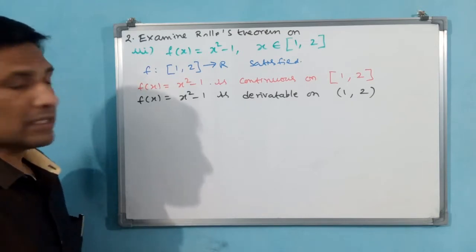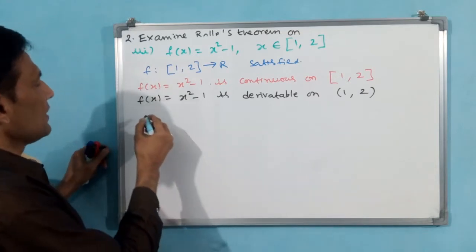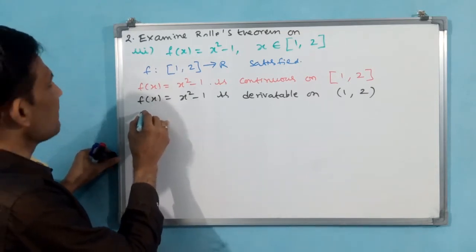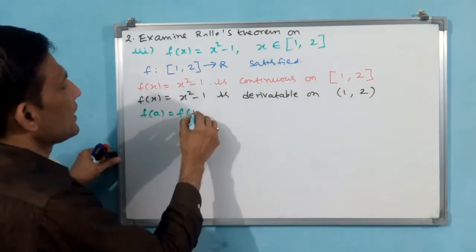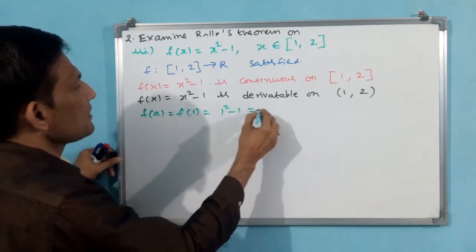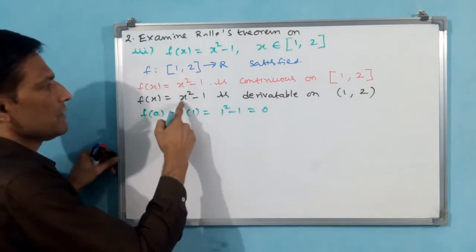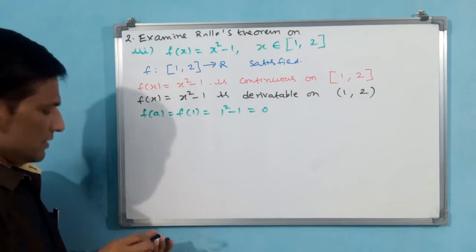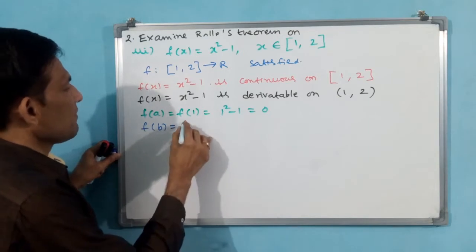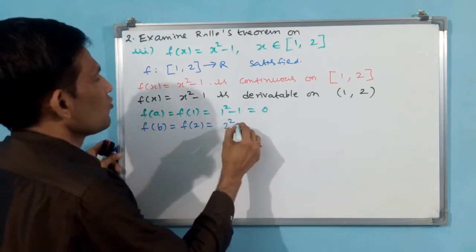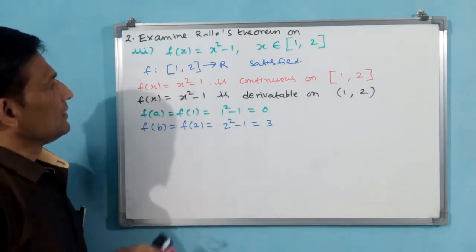That is also over. The next condition: you have to find f of a and f of b. First of all, let me find f of a. f of a is equal to f of 1, which is 1 square minus 1, that is equal to 0. Next, go for f of b. f of b is equal to f of 2, which is 2 square minus 1, that is equal to 3. Now you see here it has failed.